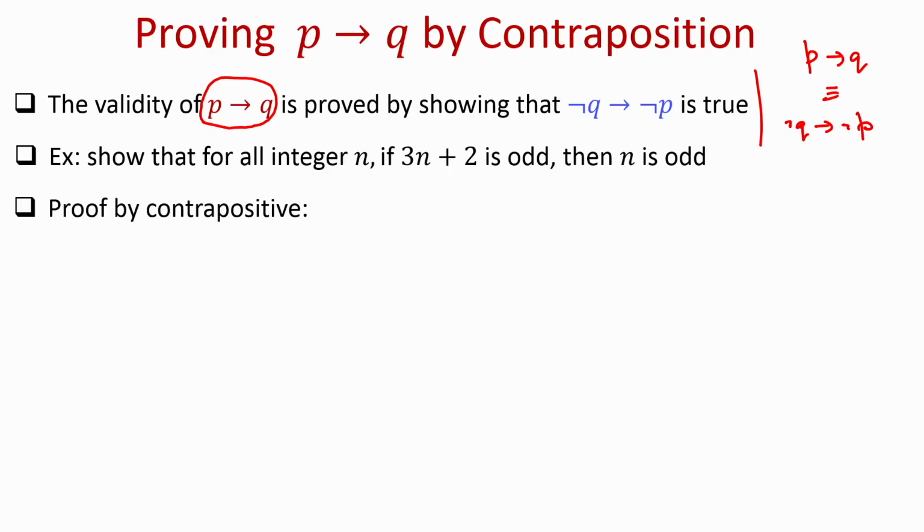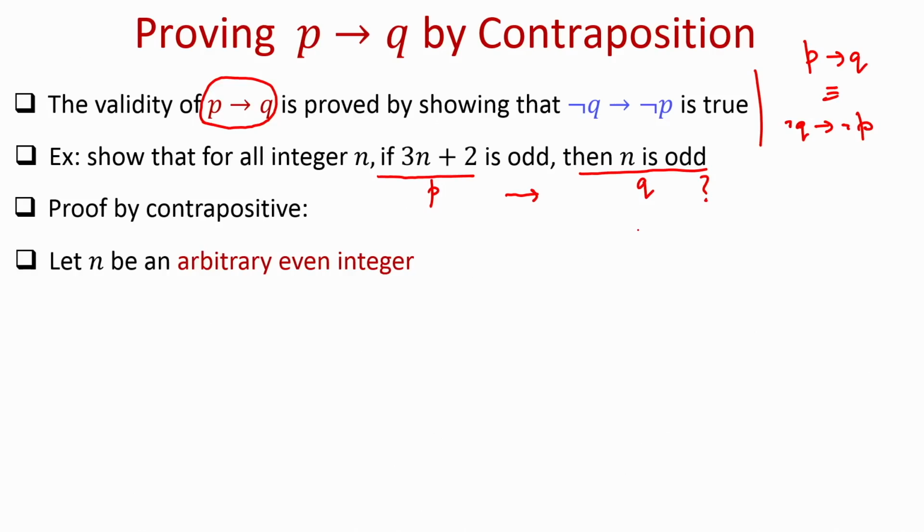Okay. So, now let us take the same example which we discussed in the last slide. We want to prove that if 3n plus 2 is odd, then n is odd for every integer n, and we want to prove it by contrapositive. So, what is the P part here? The P part here is 3n plus 2 is odd, and the Q part here is n is odd. That is what you want to prove.